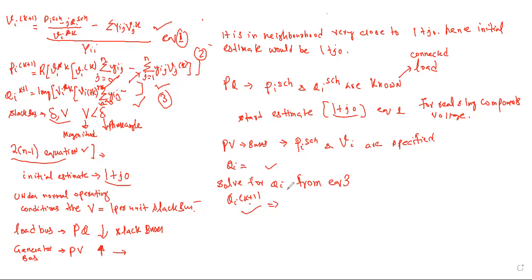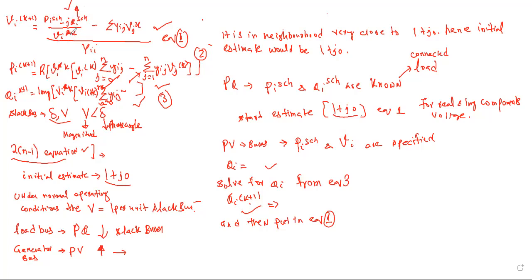When you are solving for Q_i from equation 3, once you solve it, then you put it in equation 1. So you can solve for Q_i, then put this value here. The Q_i value can be put here: this is P_i schedule minus jQ_i. So this Q_i value can be put here.